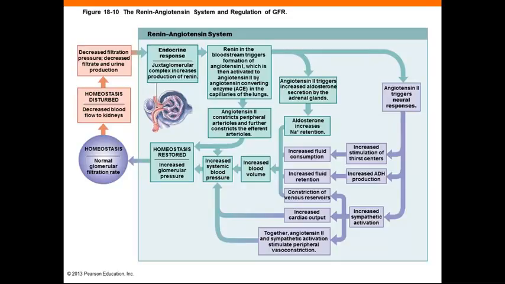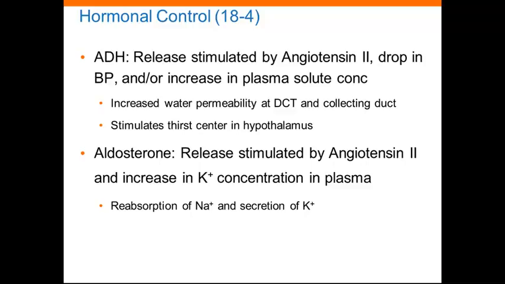And angiotensin 2 will trigger the posterior pituitary to release ADH, or antidiuretic hormone, and the adrenal glands to secrete aldosterone, epinephrine, and norepinephrine. The result is an increase in blood pressure and blood volume. The increase in antidiuretic hormone is stimulated by angiotensin 2, which will lead to ultimately a drop in blood pressure and an increase in plasma solute concentration.